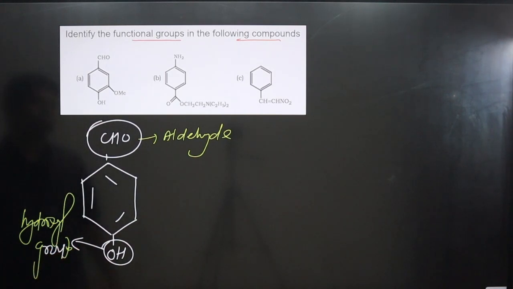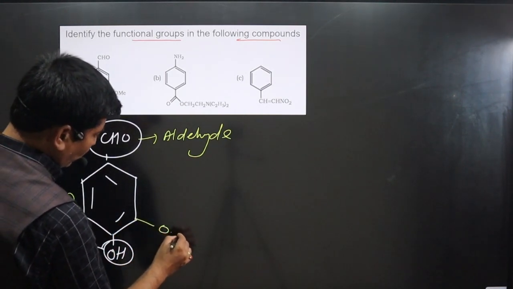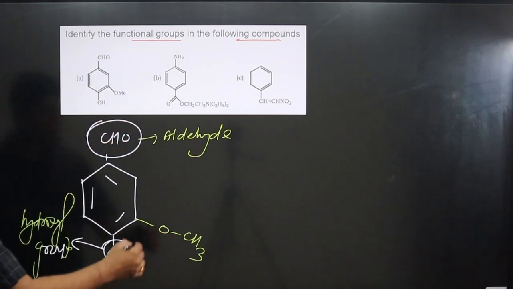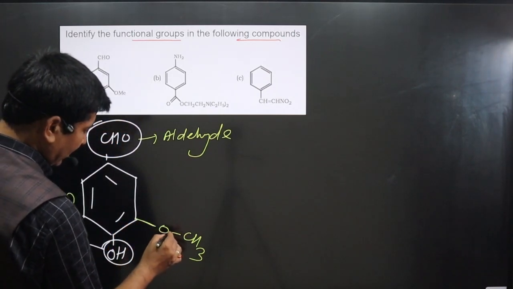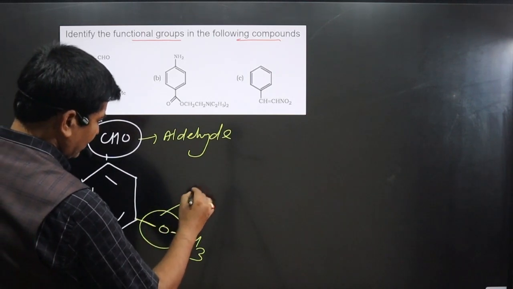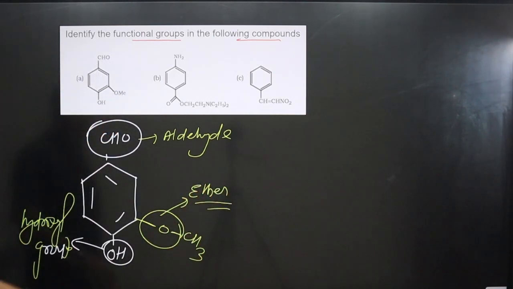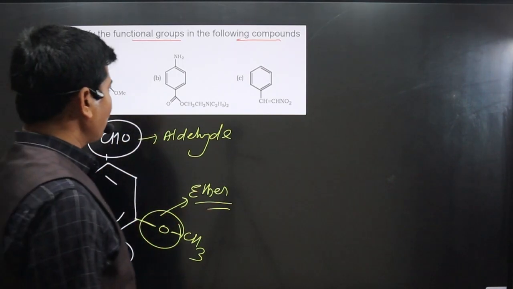And we have O and CH3, nothing but a methyl group attached through oxygen, so you can see this is an ether group. So three functional groups are present: aldehyde, ether and hydroxyl group. Move on to the next one.